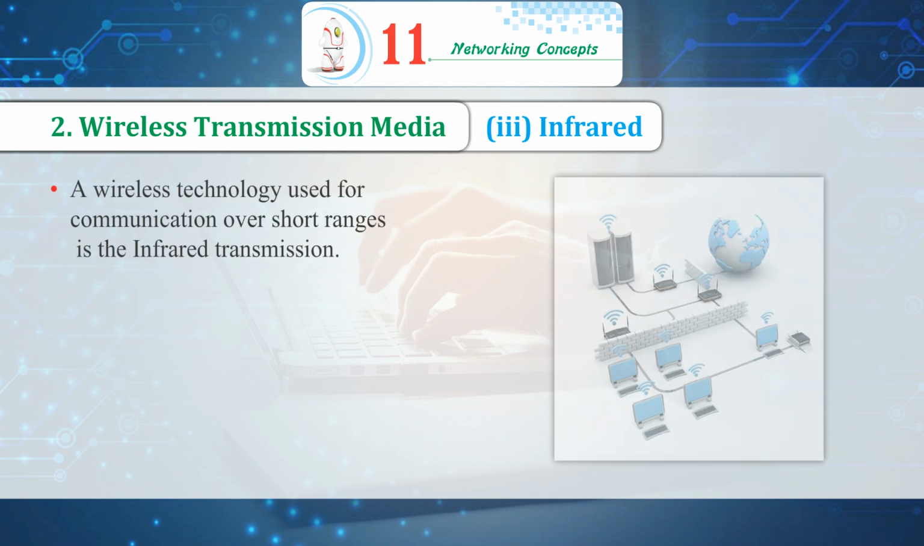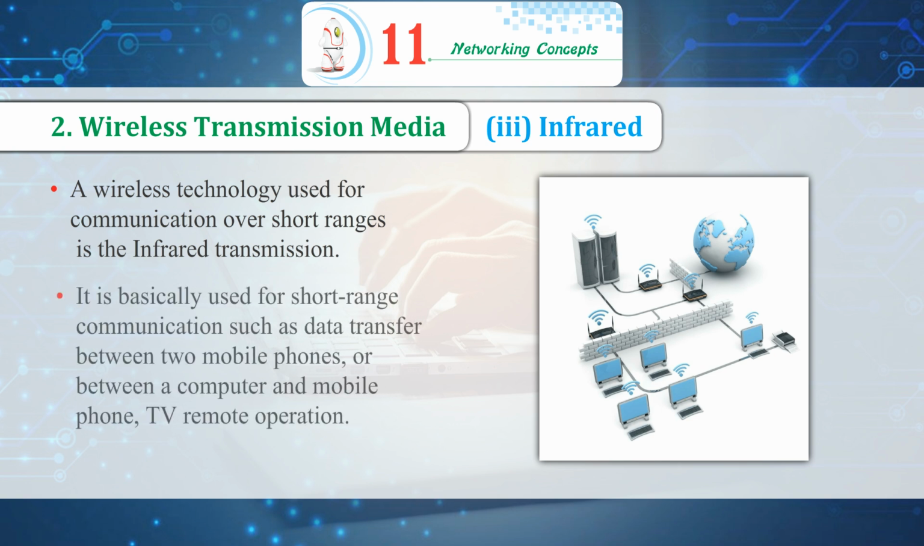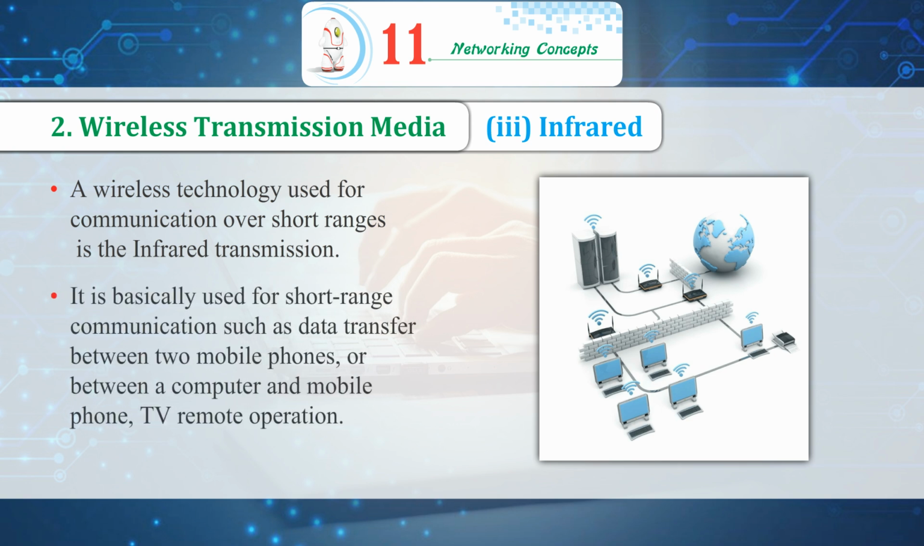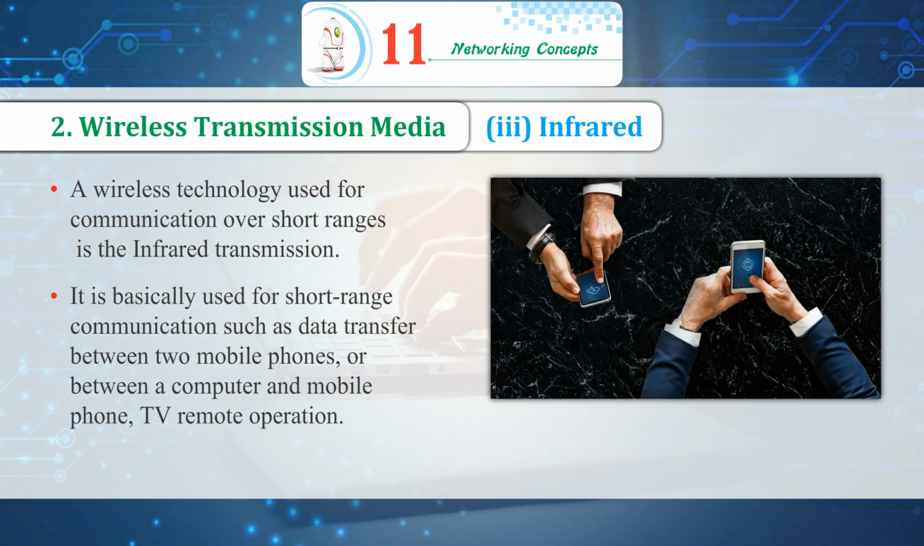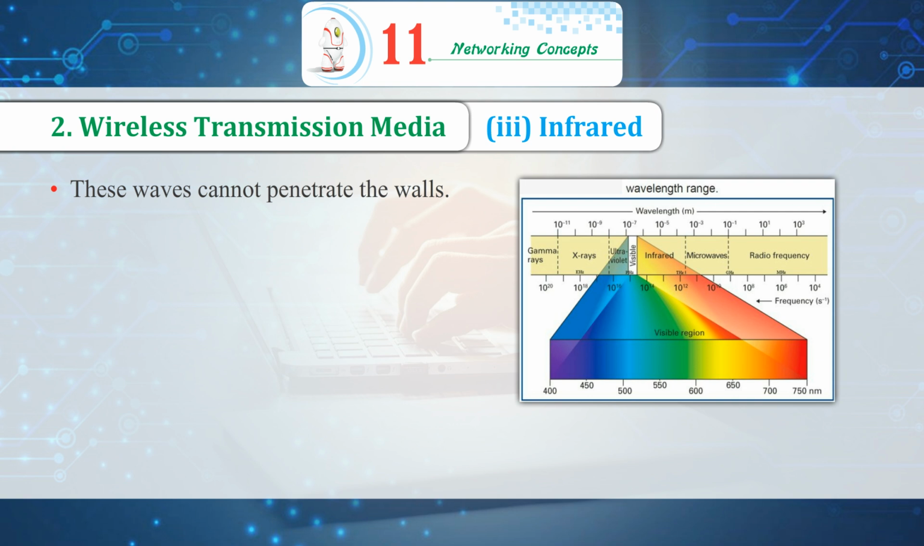3. Infrared. A wireless technology used for communication over short ranges is infrared transmission. It is basically used for short-range communication such as data transfer between two mobile phones or between a computer and a mobile phone, and TV remote operation. These waves cannot penetrate walls.